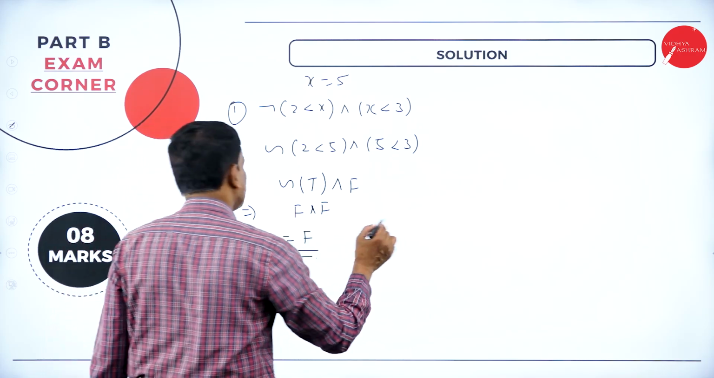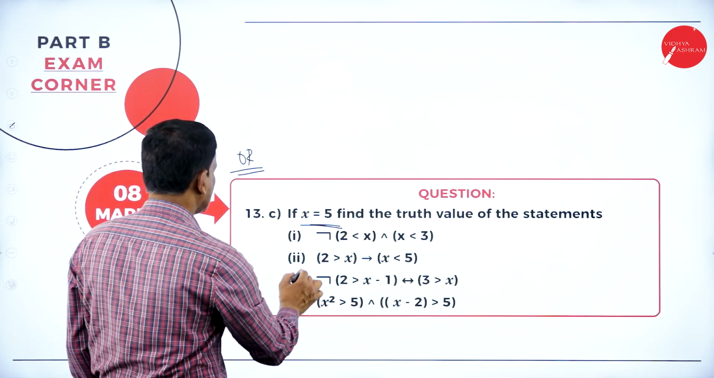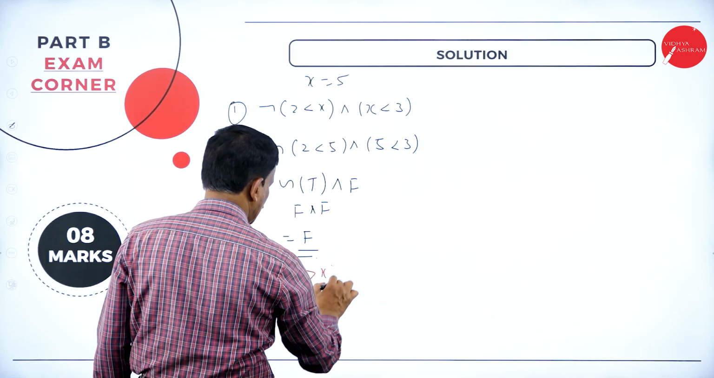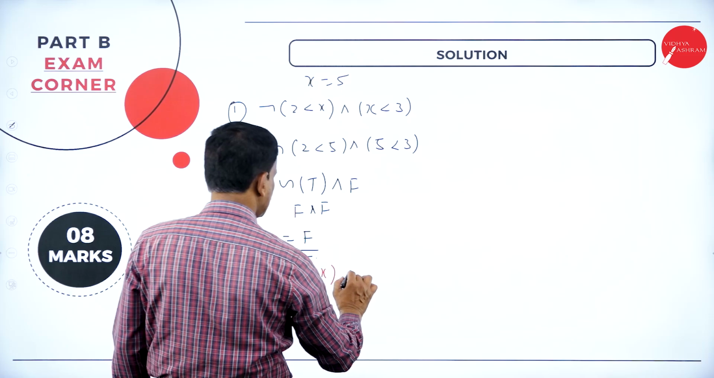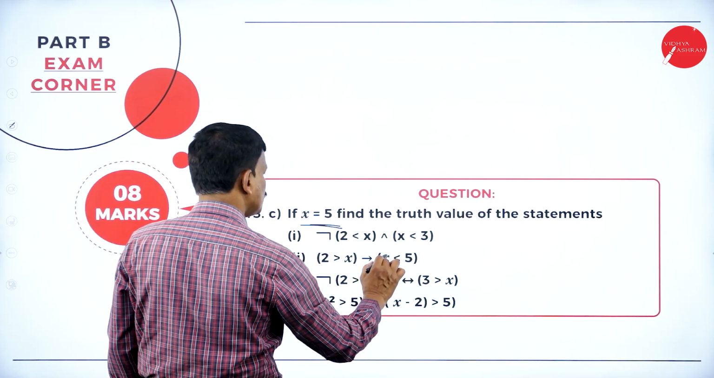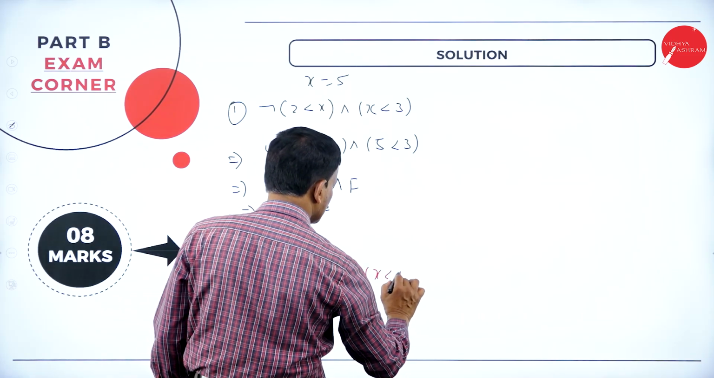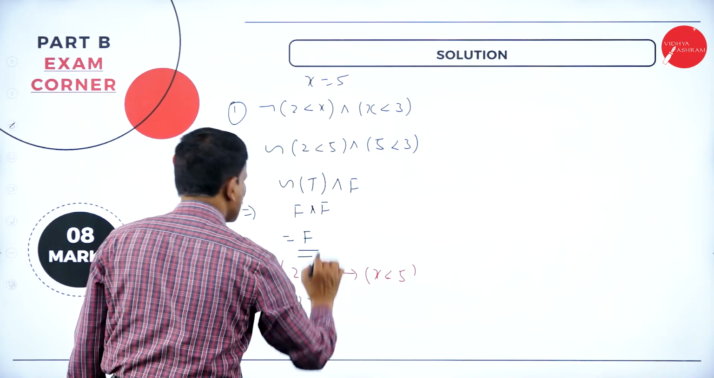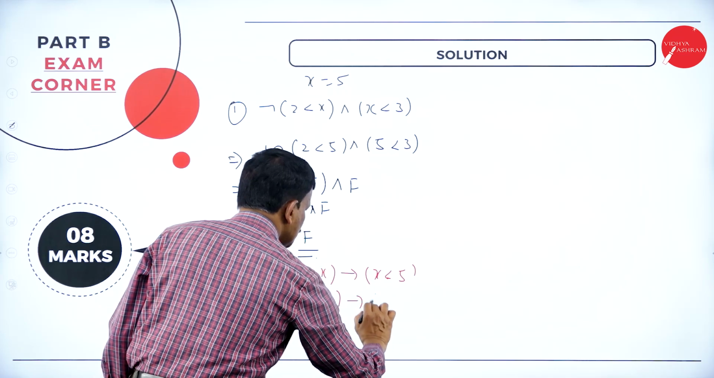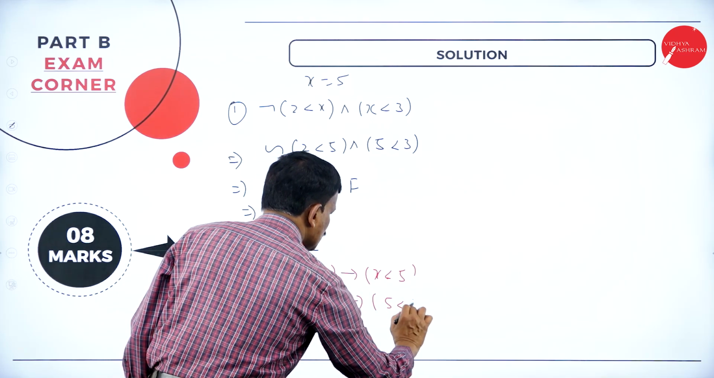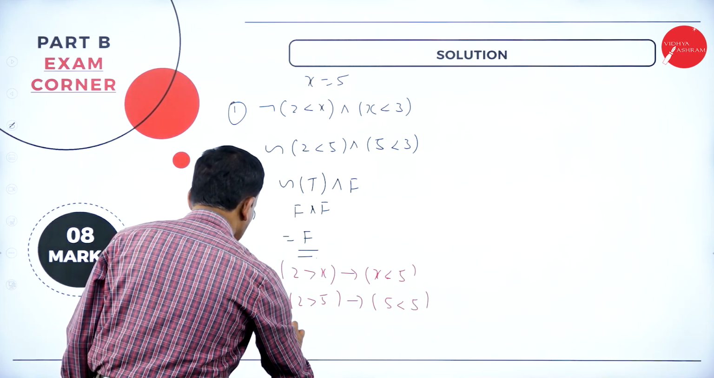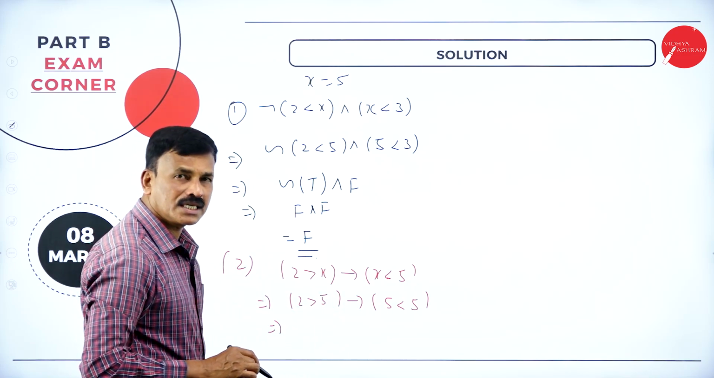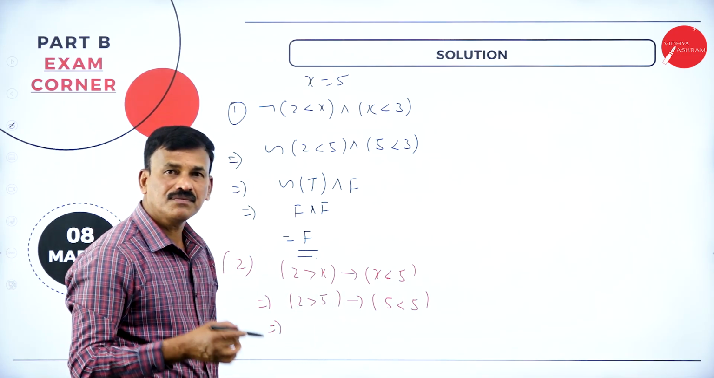Now move on to the second one. What is the second one? 2 is greater than x, conditional to x is less than 5. Same values: 2 is greater than x, where x is 5, conditional to 5 is less than 5. So this implies 2 is greater than 5. So 2 is not greater than 5, it is less than 5.